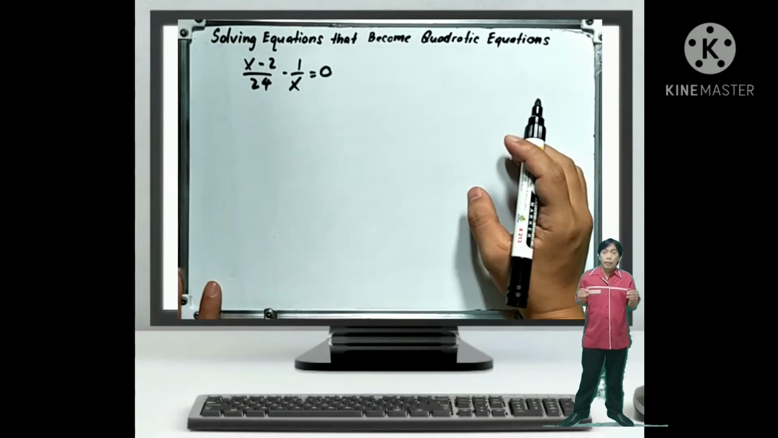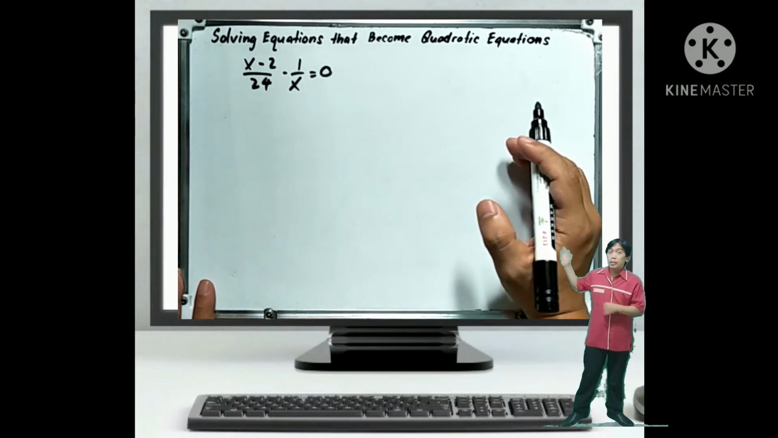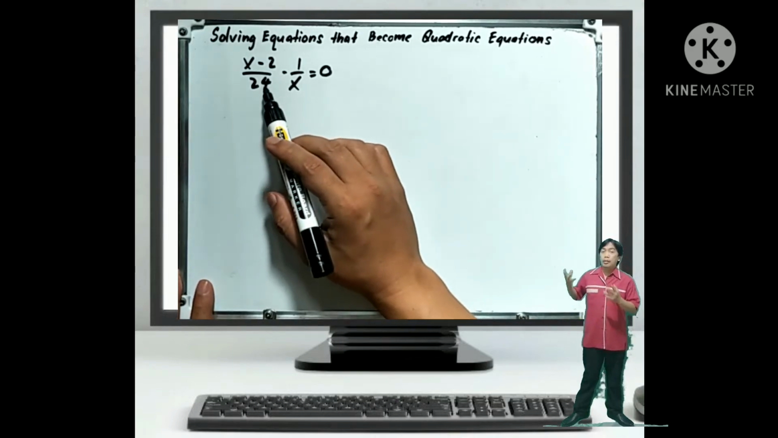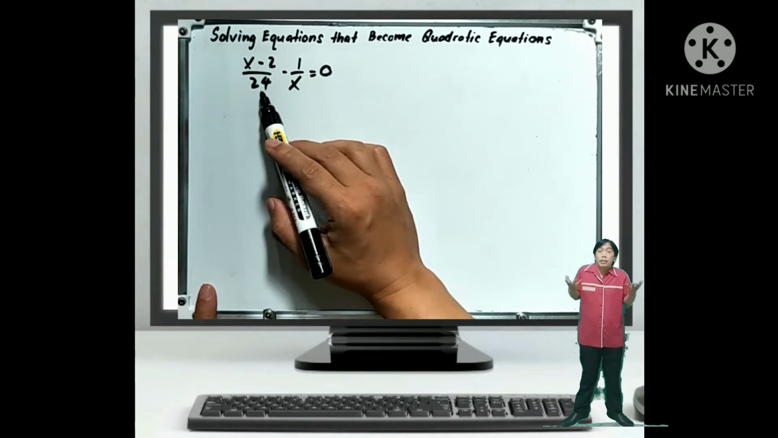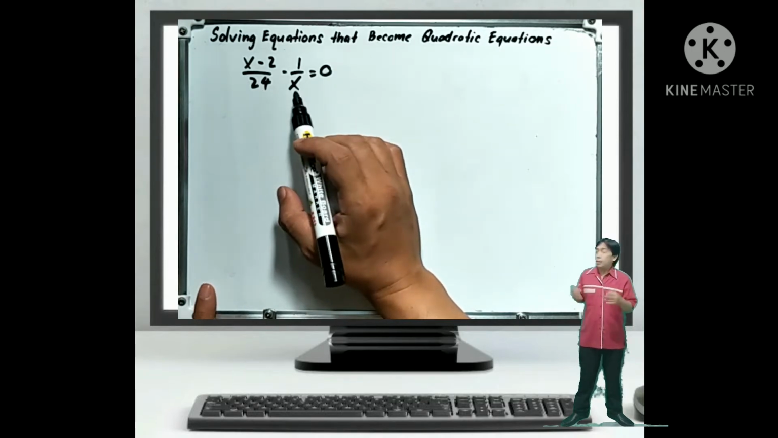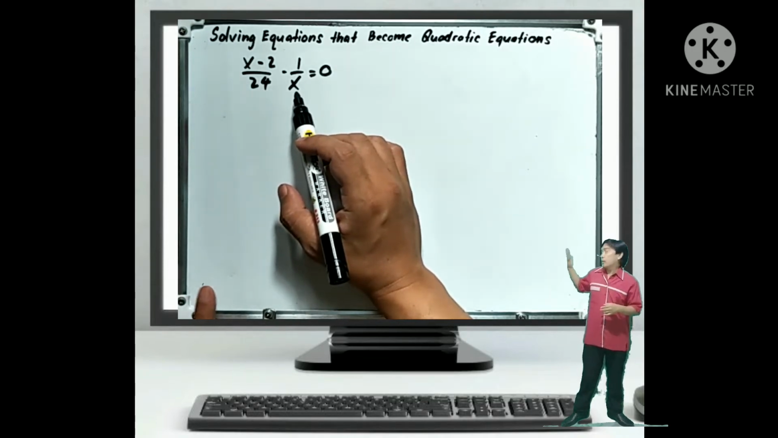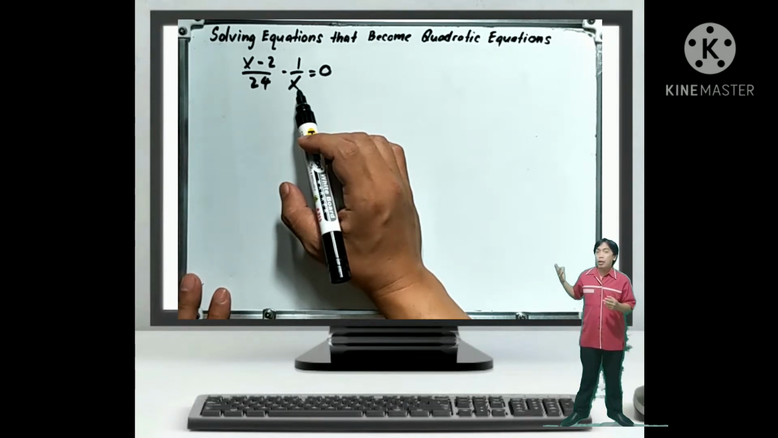Okay, our topic is solving equations that become quadratic equations. So we have here an equation. Okay, there are denominators as you can see. Then we cannot see an exponent 2, so we cannot determine if this is a quadratic equation.